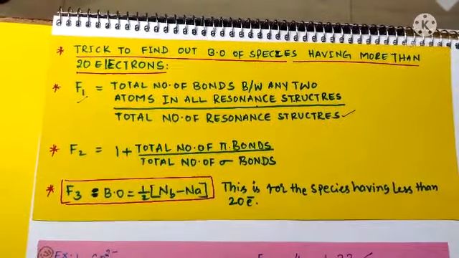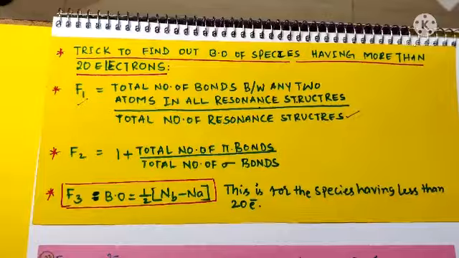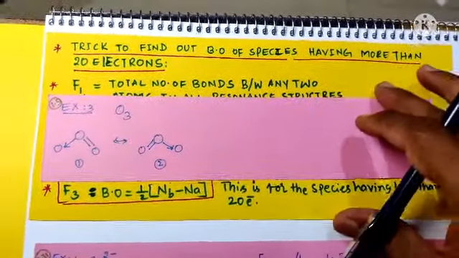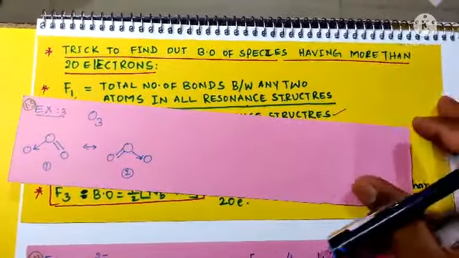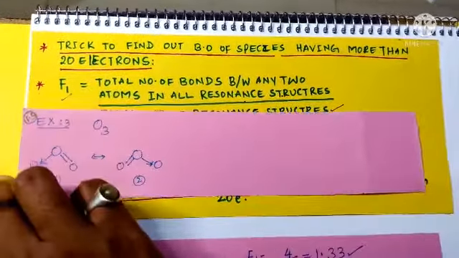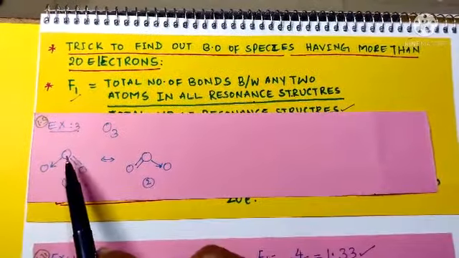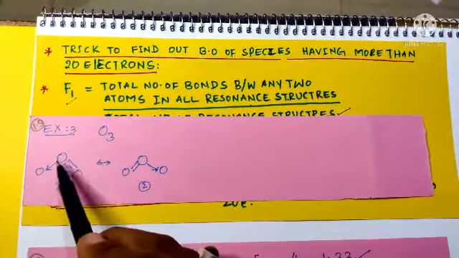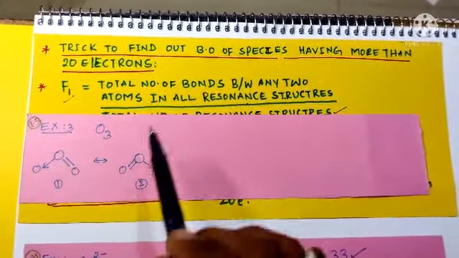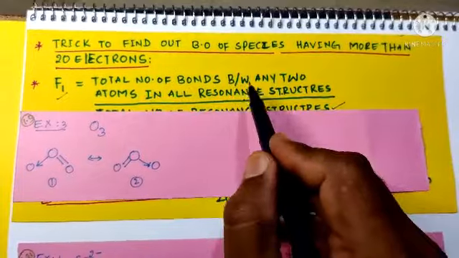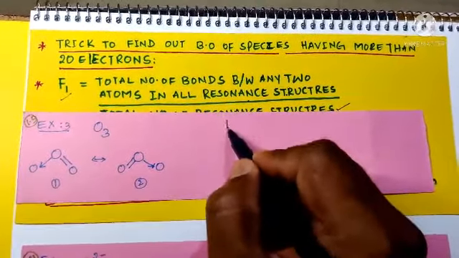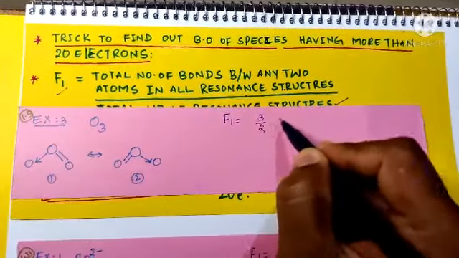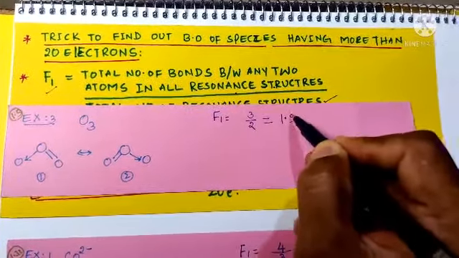Now, students, one more very simple example. This is the O3 molecule, ozone. It is very clearly given in first year chemical bonding, class 11th. In the O3 molecule, 2 resonating structures are there. Around these, the total number of bonds: 3 are there, 1, 2, 3. Here also 1, 2, 3. That's why, according to formula 1, the total number of bonds between any two atoms in all resonating structures is 3, divided by the total number of resonating structures, which is 2. So its bond order is 1.5, students.